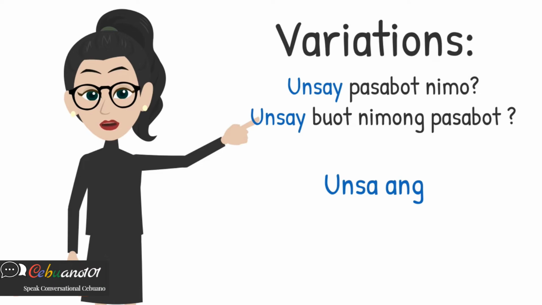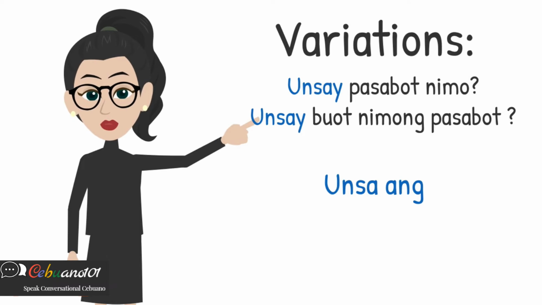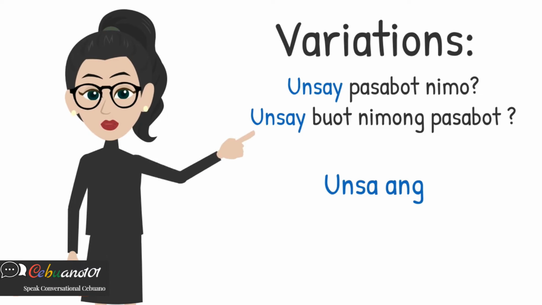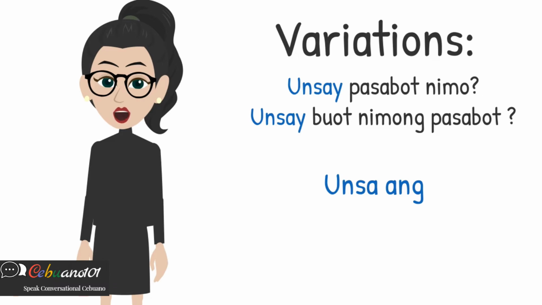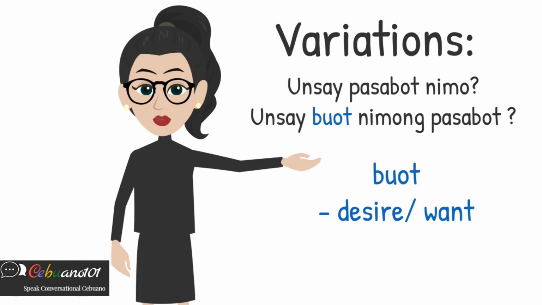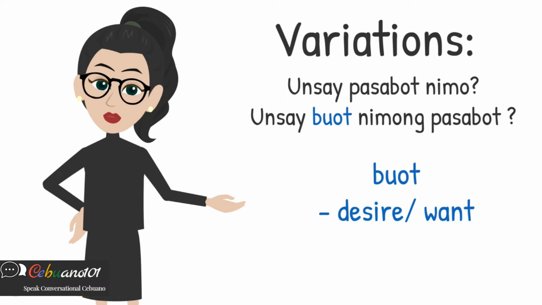You can see here there is Y at the end of unsa. We have unsay. Unsay is a contracted word of unsa ang. In the second example, unsay buot nimong pasabot, we have buot here. Buot means desire or want.